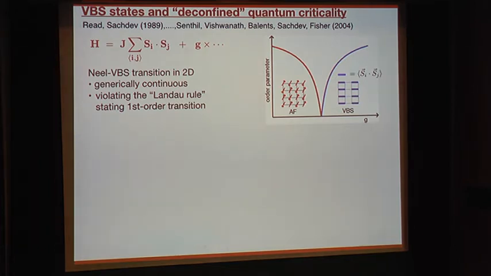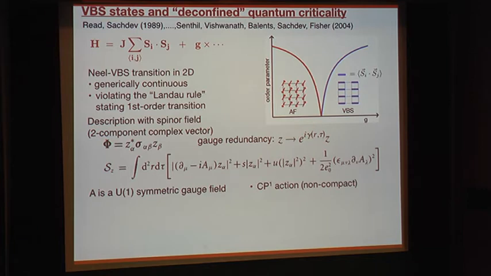This is a bit unusual, because normally if you have an order-to-order transition and the broken symmetries are not related to each other, one not being a subgroup of the other, you would expect that to be a first-order transition, or that there should be some coexistence of the phases. But the claim was that this should be a generic continuous transition.